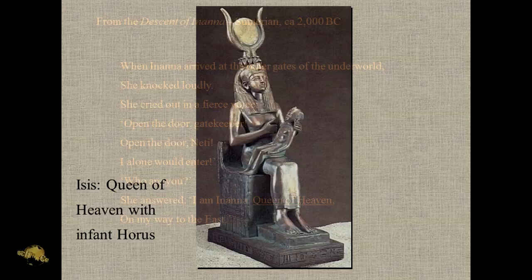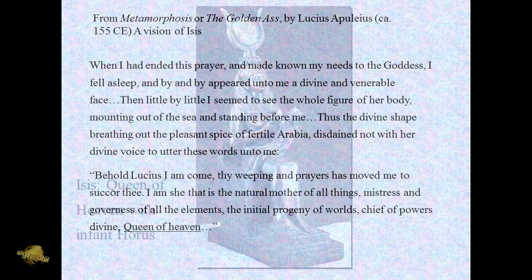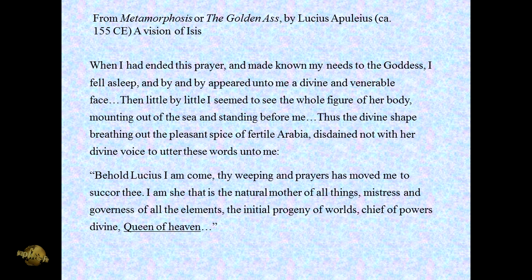Okay, so when we go back to many of the ancient traditions, and speaking of this whole concept of birth and death, we have Isis giving birth to Horus. Isis was described in the ancient writings as the queen of heaven, like here by Apuleius from the Metamorphosis, or the Golden Ass. In the ancient writings, Isis was described as the queen of heaven.